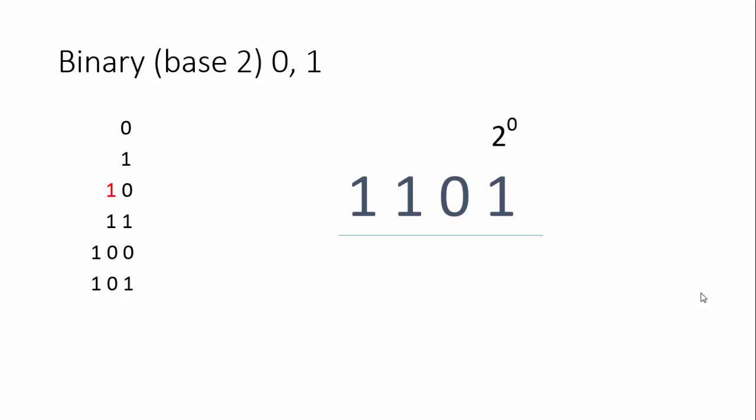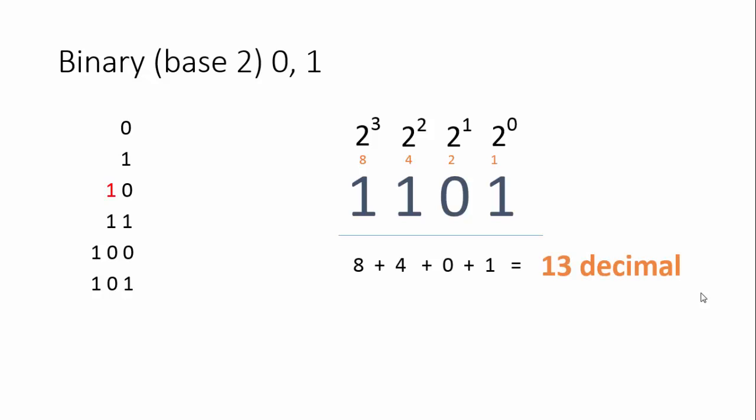So let's look at this number 1101, which is a binary or base 2 number, and let's convert it to decimal. This is the 2 to the 0 column, 2 to the 1, 2 to the 2, and 2 to the 3. So the first column is our 1's column, and then we have our 2's column, our 4's column, and our 8's column. So in this number, we have 1 8 plus 1 4 plus 0 2's plus 1 1 for a total of 13 decimal.